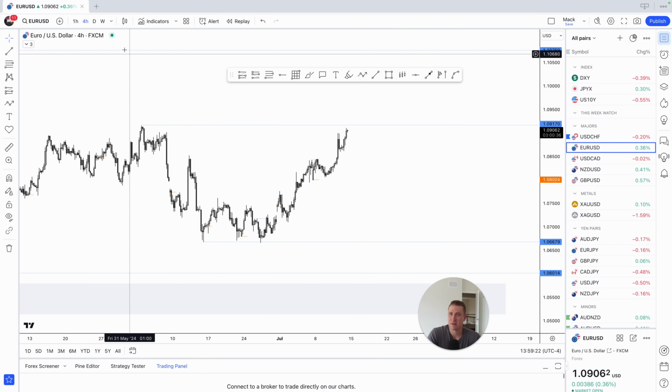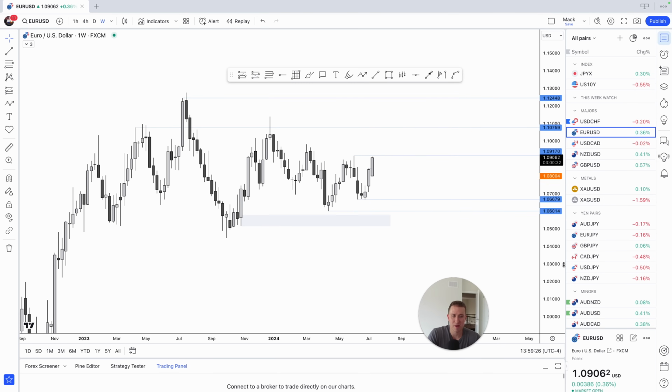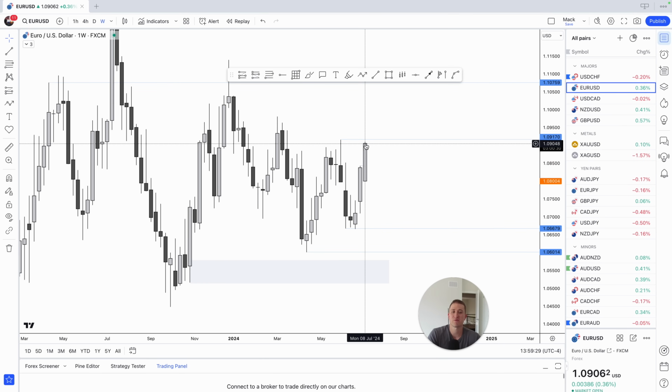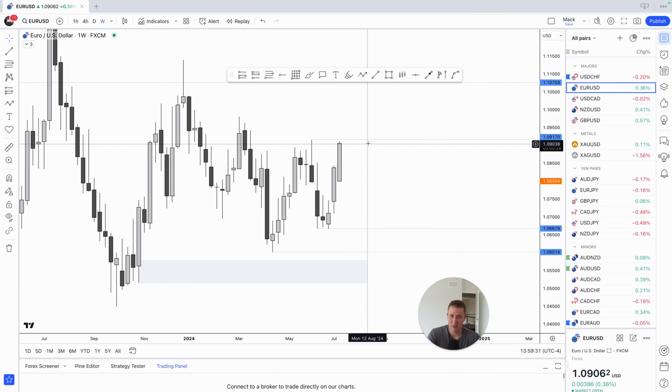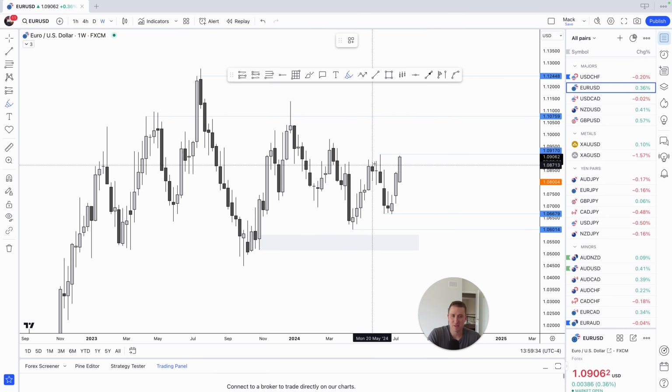Euro USD, let's take a look at this bad boy. So the weekly hasn't closed yet, but it's looking like we're going to either create relative equal highs over here or we're going to sweep this. Nonetheless, I see us taking these highs. And when we look at this price action here, you can see that this area failed to break this low, which means this is going to be a weak high. This is going to be liquidity, right? And I've talked about this before.